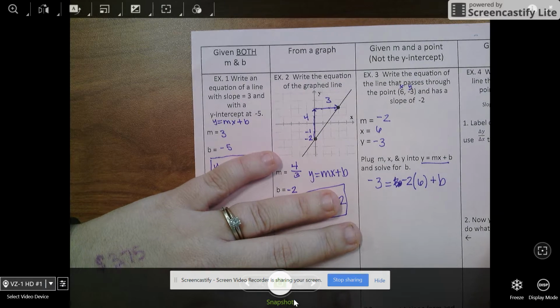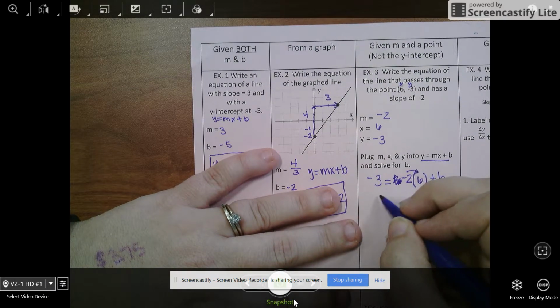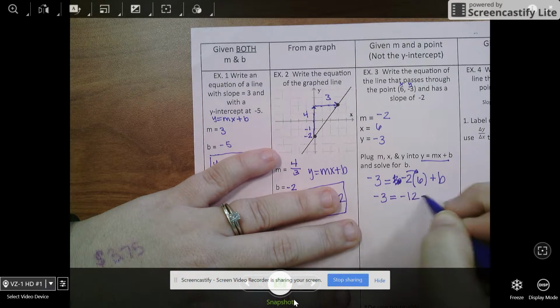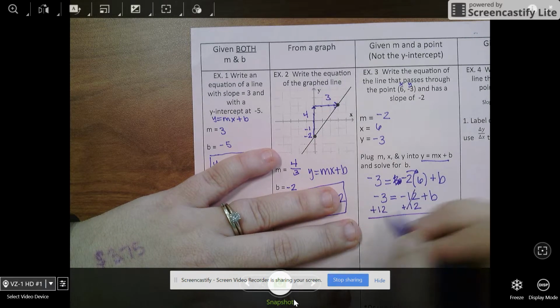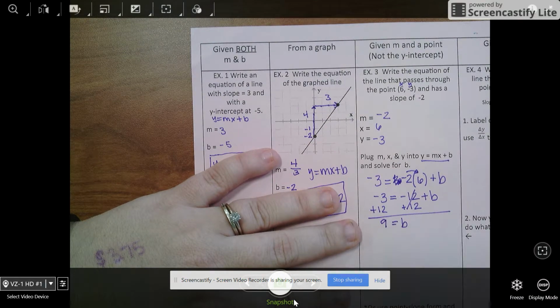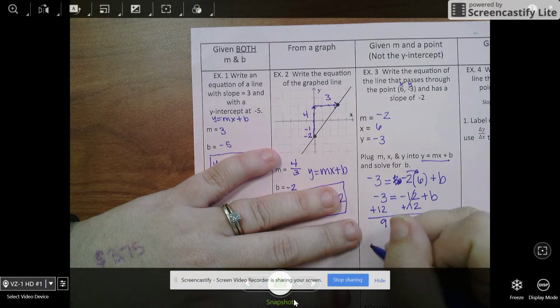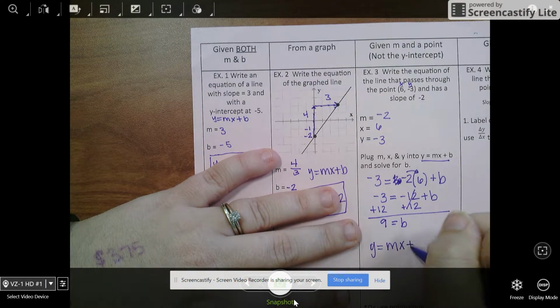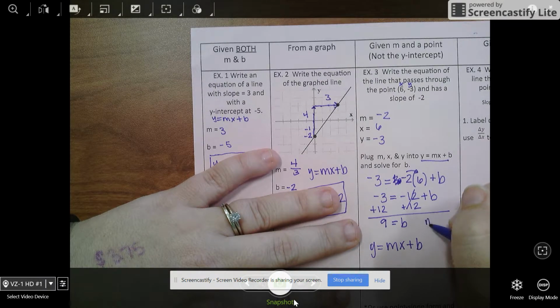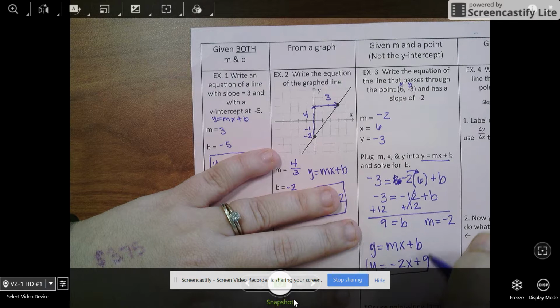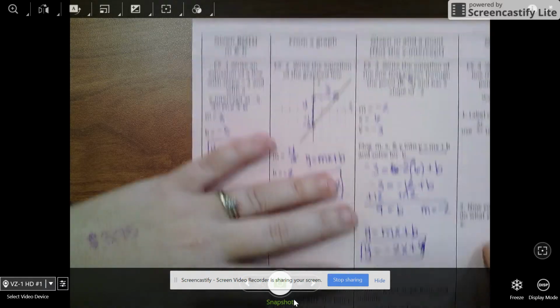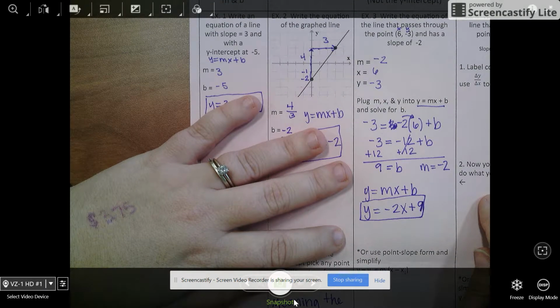Okay, and now I'm just going to solve for b. So I've got to distribute this. I have -3 equals -12 plus b. And then get b alone. So I'm going to add 12 to both sides. So I have 9 equals b. Once I've got that, I'm just going to use y equals mx plus b again. I knew the slope before was -2, so it's still the slope. So I've got y equals -2x plus 9. And remember, I knew the slope was -2 because they gave it to us in this problem. So it's y equals -2x plus 9.